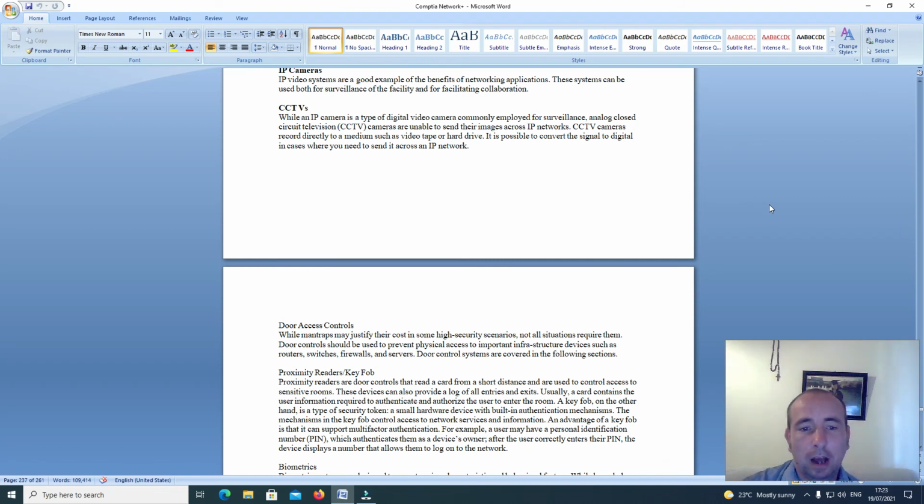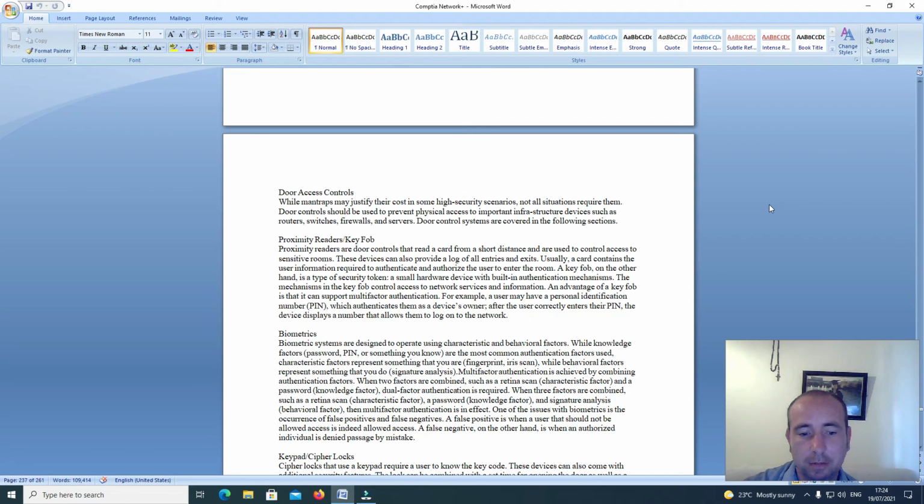CCTVs. While an IP camera is a type of digital video camera commonly employed for surveillance, analog closed-circuit television cameras are unable to send their images across IP networks. CCTV cameras record directly to mediums such as video tape or hard drive. It is possible to convert the signal to digital in cases where you need to send it across an IP network.